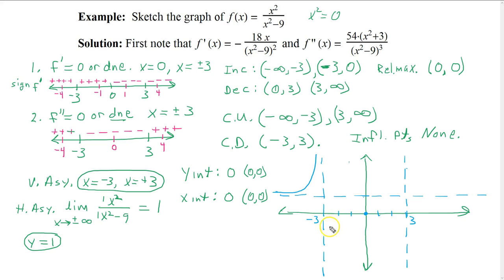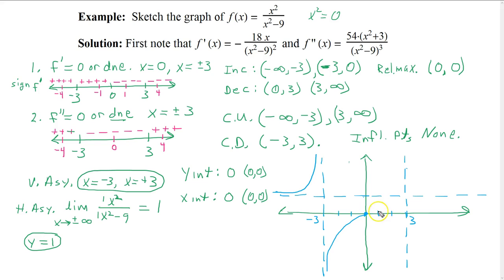Now, as we go from our vertical asymptote towards this point, we either have to come down like this or come up towards that point. Well, as we go from negative 3 to 0, we should be increasing, and we should be concave down. So the only way we can do that is if our graph goes like this. And now we have a relative maximum right here.